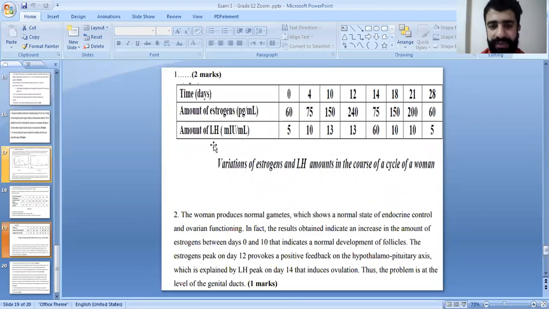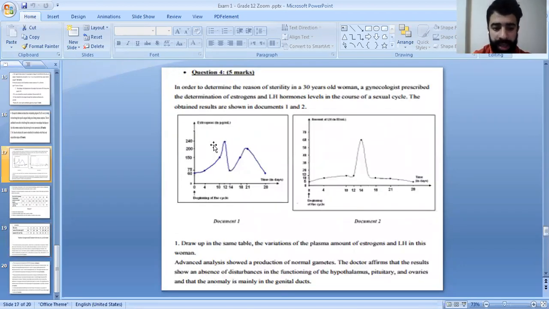Second, you have to put a title for the table. You have to draw it using a pencil, and you have to give it a title. And this table should include, as I said before, both estrogen and LH. Okay, so part 1 is almost done. So, the table. Advanced analysis shows the production of normal gametes.